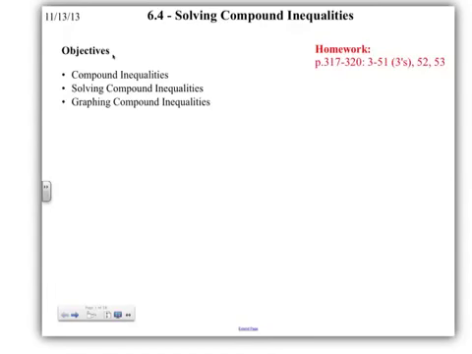Good evening. Today we are going to talk about compound inequalities.